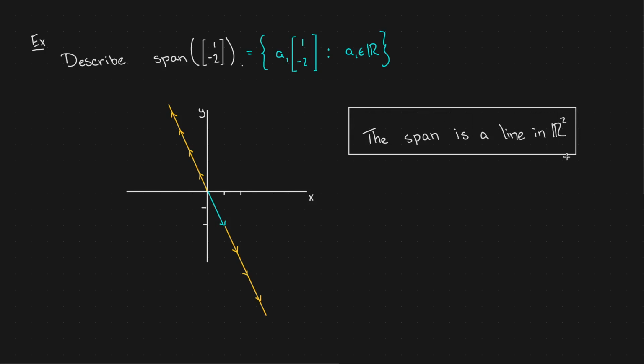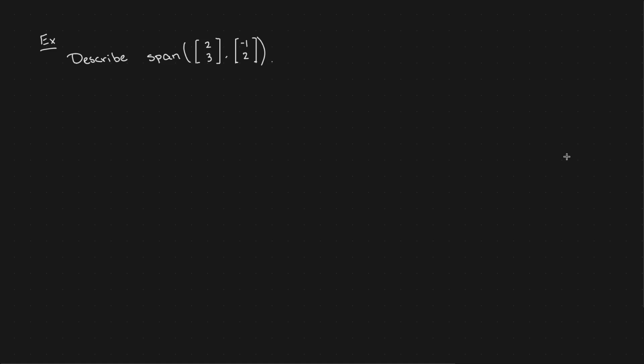Okay, let's take a look at another one. Now let's describe the span of two vectors in two dimensions. By definition, this will be the set of all possible linear combinations of these two vectors. So any vector that can be written as some scalar times the first vector plus some scalar times the second vector, for any two scalars, a1 and a2.